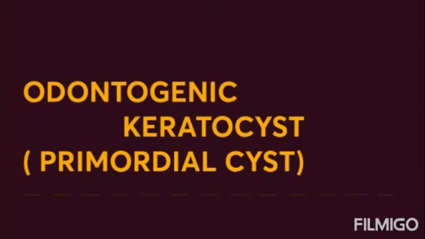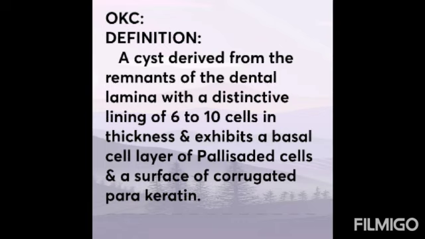OKC, that is Odontogenic Kerato Cyst, is also known as primordial cyst. So what is OKC? It is a cyst derived from the remnants of the dental lamina with a distinctive lining of 6 to 10 cells in thickness and exhibit a basal cell layer of palisaded cells and a surface of corrugated parakeratin.